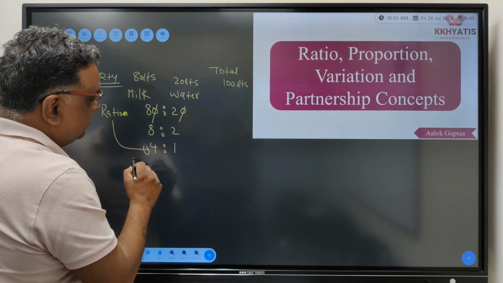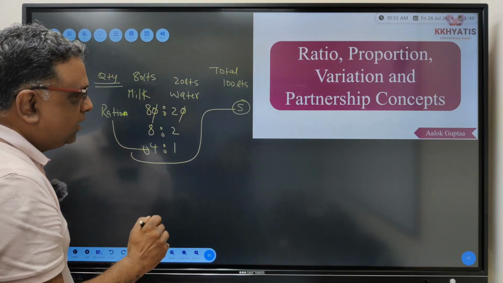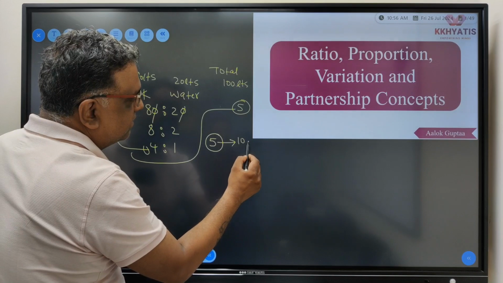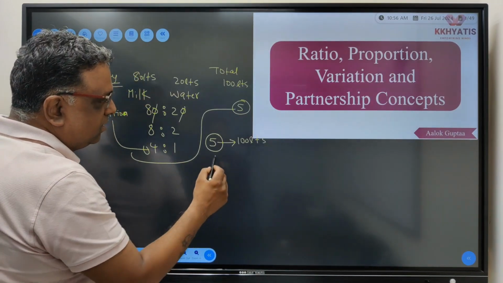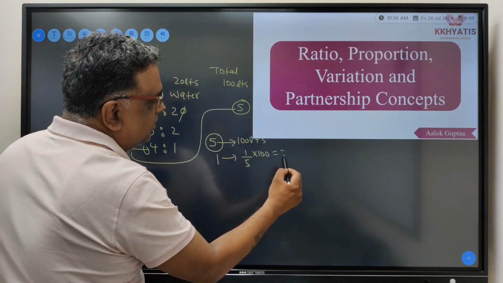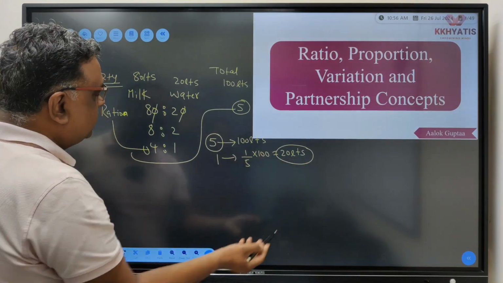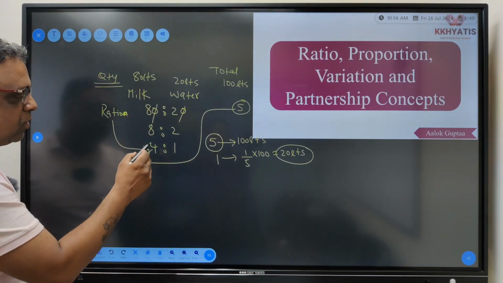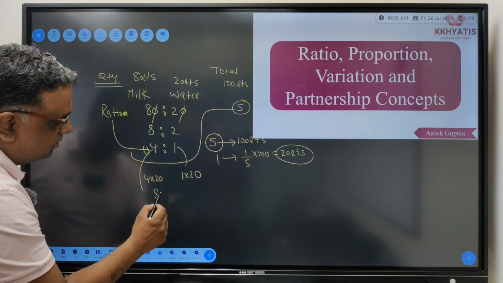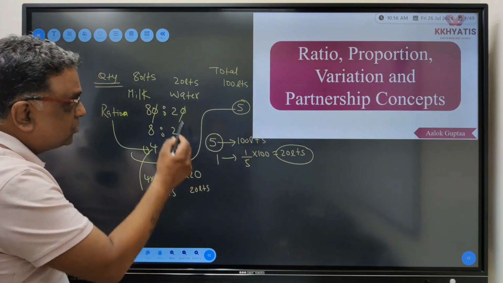And what is the total of ratio? 5. 4 plus 1, 5. Now, the total of ratio is 5 and total of actual quantity is 100. So now I can relate one ratio will be 1/5 into 100. That will be 20 liters. Correct? So once I find the ratio of 1, then I am able to find in a reverse way what will be 4. It will be 4 into 20. And what will be 1? It will be 1 into 20. So this is 80 liters and this is 20 liters, which actually is the case.